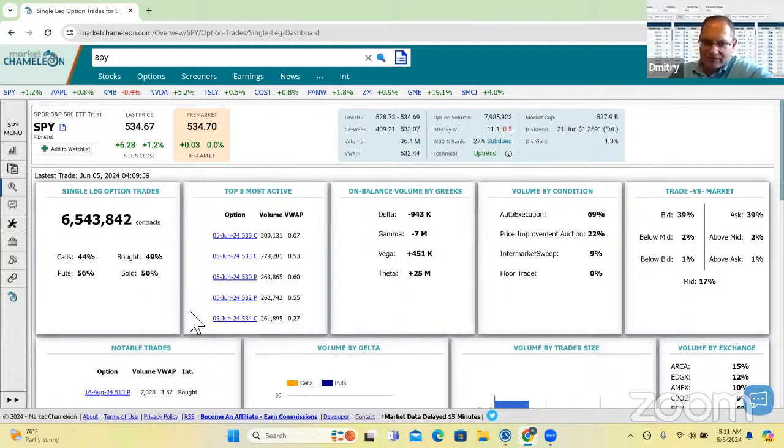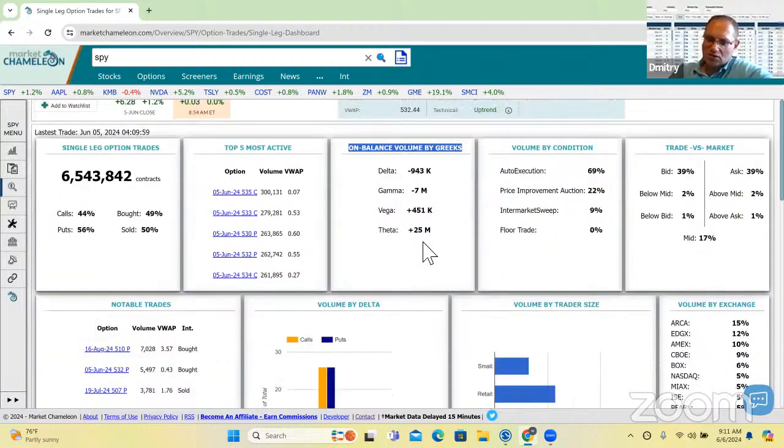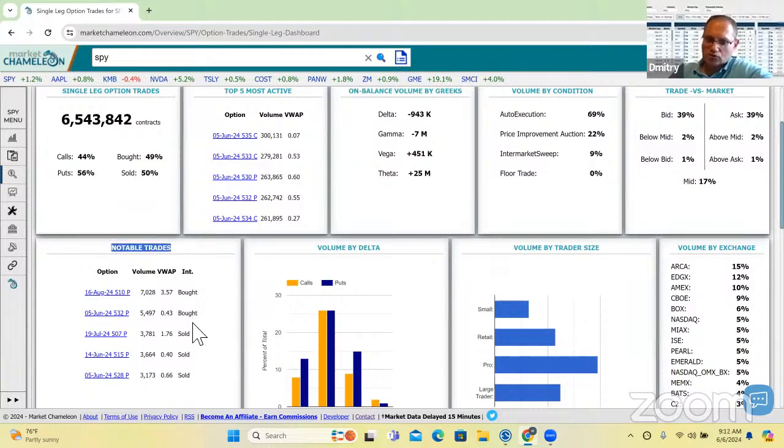Over here, these are all the contracts that traded that were reported as a single leg call or put trade, which means it wasn't part of a multi-leg trade or contingent trade. So you can see 6.5 million contracts out of almost 8 million. This is the breakdown percentage of calls versus puts. This is our interpretation of bought versus sold. Then over here, these two boxes are new, and we added some more new features as we scroll down.